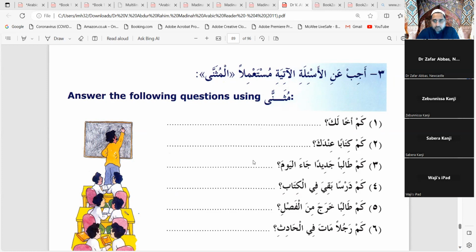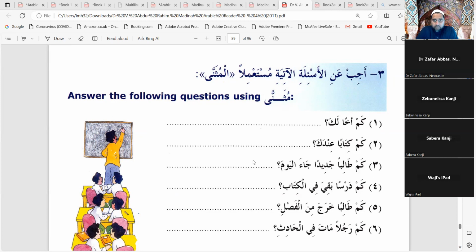Okay. Next one. Kam kitaban indaka? How many books do you have? I have 2 books. Indi kitabani. Oh, kitabani, not kitabayn. Kitabani. That's perfect.